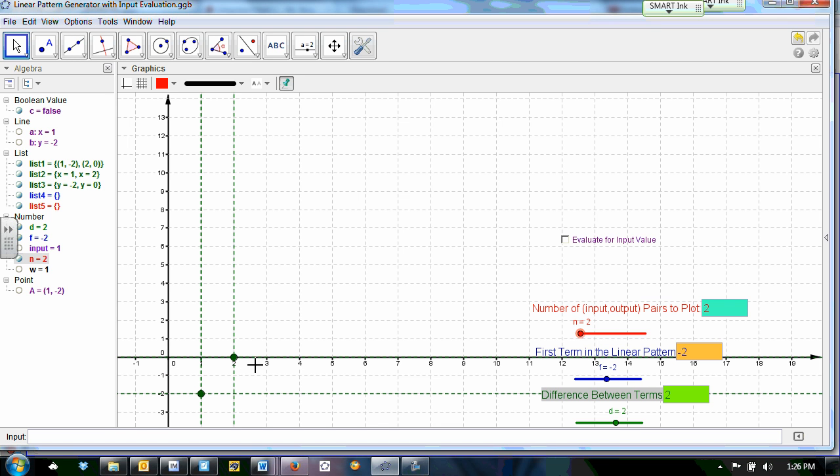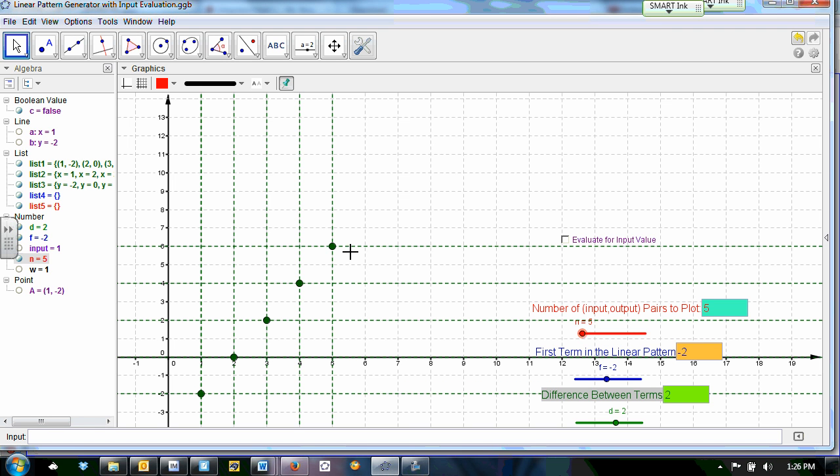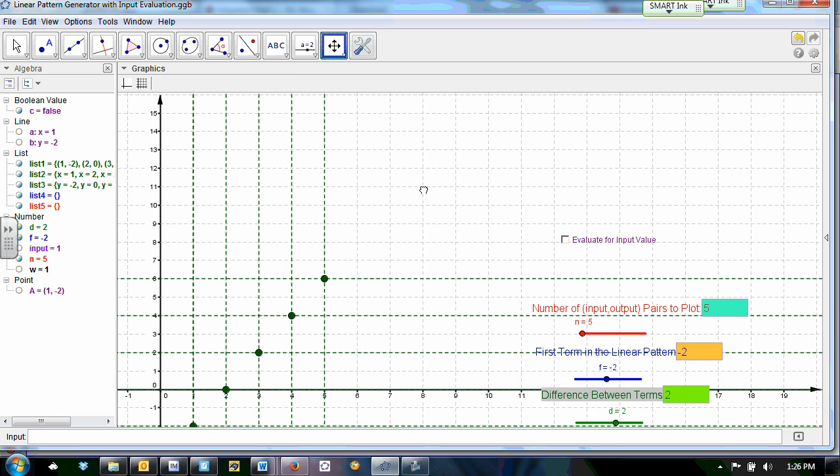So we have -2, 0. The third term is 2, right? The fourth term would be 4. Fifth term would be 6, and so forth. Remember, we found the 10th term, too. We said the 10th term was 16.